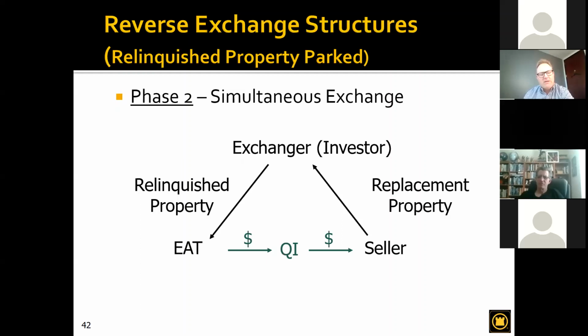Now, one thing with reverse exchanges, the costs are considerably higher. Where a regular 1031 exchange, I think the industry average is right around $1,000. Could be a little bit higher, maybe even lower, but right around $1,000 for a regular 1031 exchange. Most of your reverse exchange types of transactions, or what we call parking transactions, are probably going to start around, I would say, $4,000 to $5,000.